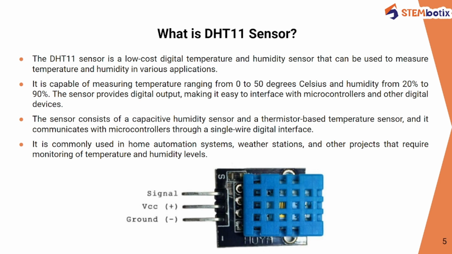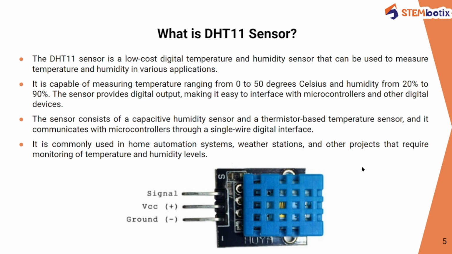The third main component is an 8-bit microcontroller IC at the back side of the sensor, which communicates with the microcontroller through a single wire digital interface. So it uses a single wire communication process. It is commonly used in home automation systems, weather stations and other projects that require monitoring of temperature and humidity levels.